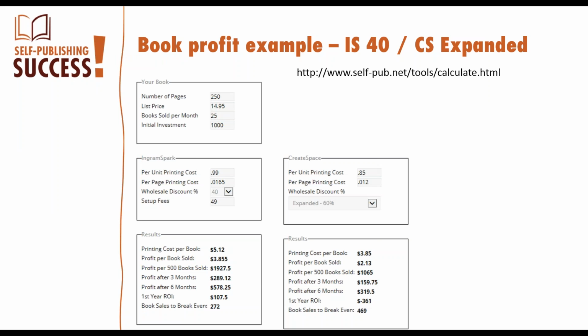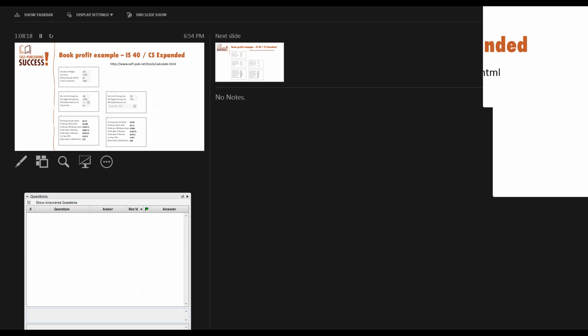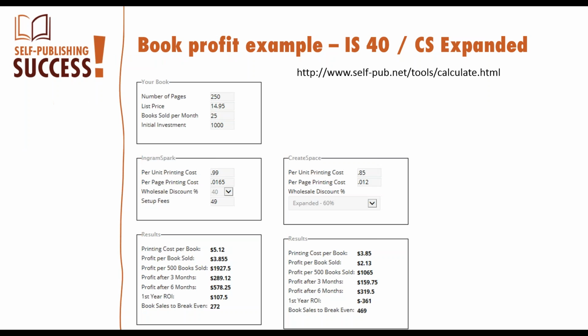You're going to make $3.855 per book sold. And you can see it breaks down how much you would make after 500 books sold, after 3 months or 6 months selling at that average, and what your return on investment after 1 year is going to be, and how many books you're going to need to sell before you break even. Now that's a big thing to look at.